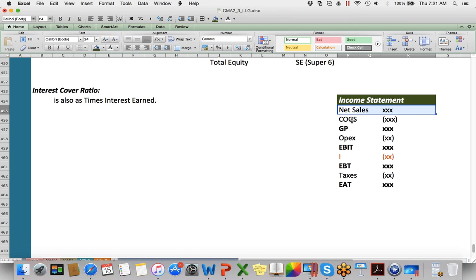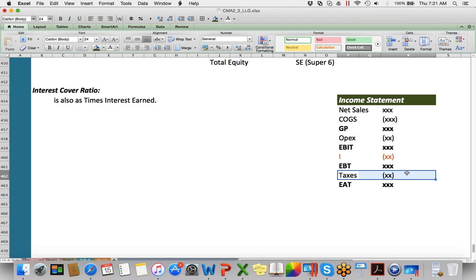That is, net sales minus cost of goods sold gives you gross profit. Gross profit minus operating expenses will give you EBIT. EBIT minus I, interest. Yes, this is the portion we are talking about, the interest cover ratio. How is this interest covered? How much interest is covered in EBIT? Say if EBIT is less than the interest, you don't have any money.